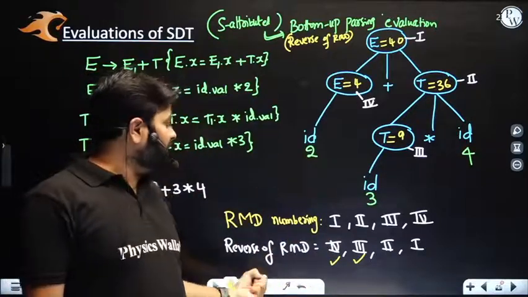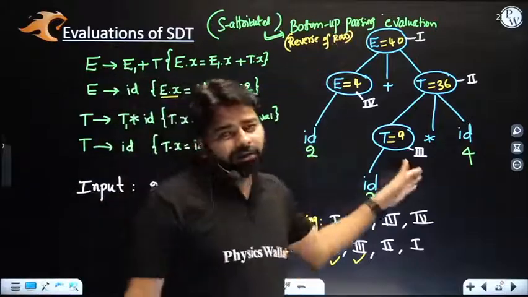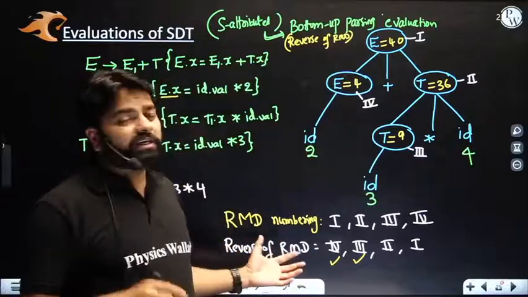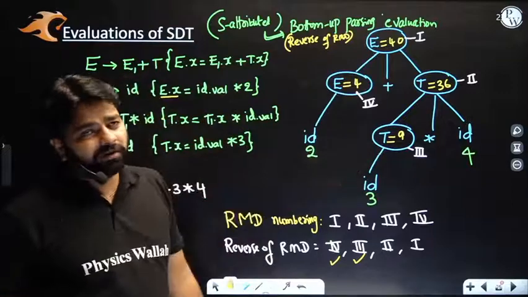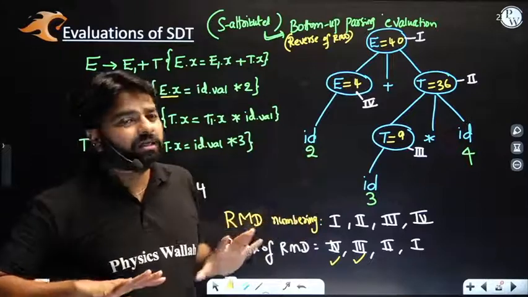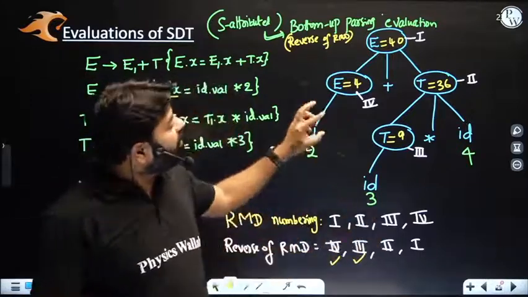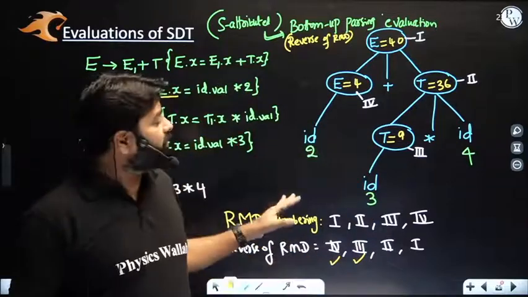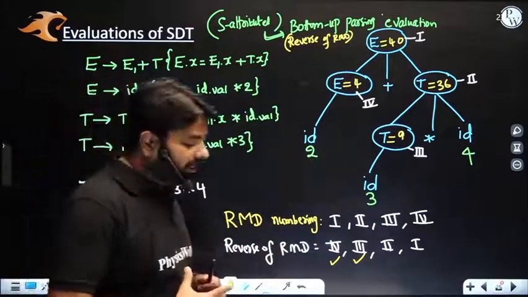That is the reason I have requested that, rather than numbering all these things, just follow L-attribute evaluation. That is so much easier than the reverse of RMD. Of course, this is also easy if you are able to number all the nodes and the non-terminal substitution order properly, then you can answer easily. But if you miss any numbering, or wrongly number any of the substitutions, that could lead to a different answer. Sometimes you don't get the answer at all. Fine. So this is what we require to learn in SDTs.